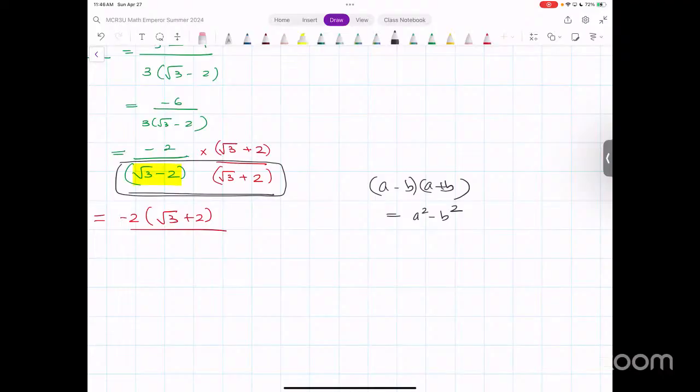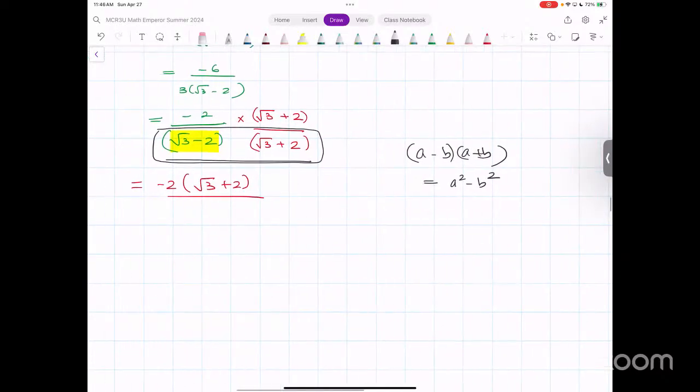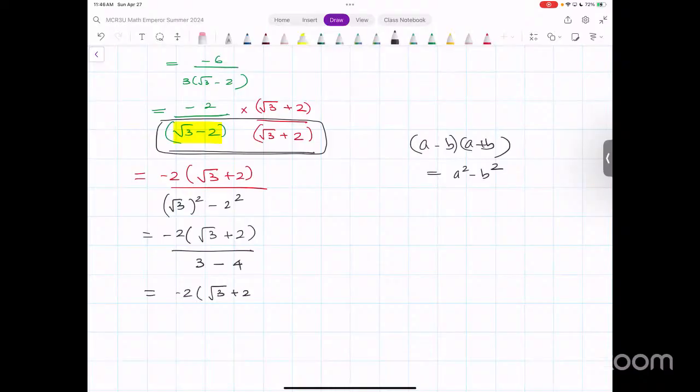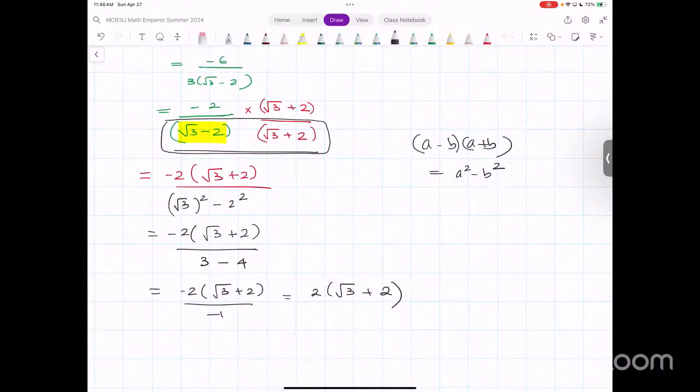All right. So root 3 times root 3, root 3 squared minus 2 squared, so minus 2 times root 3 plus 2. Root 3 squared is 3. 2 squared is 4. So that's just to warm up the exact values.